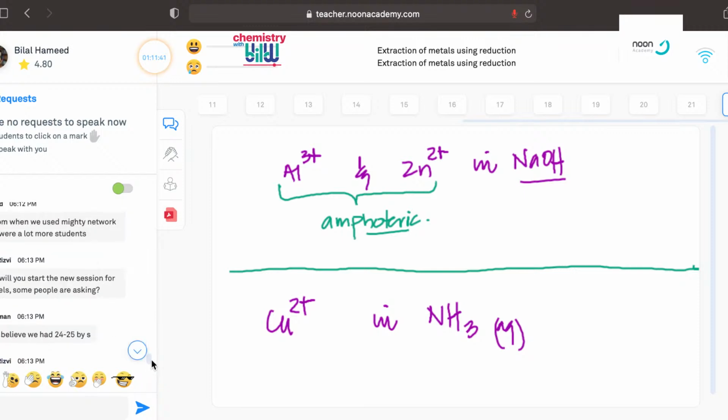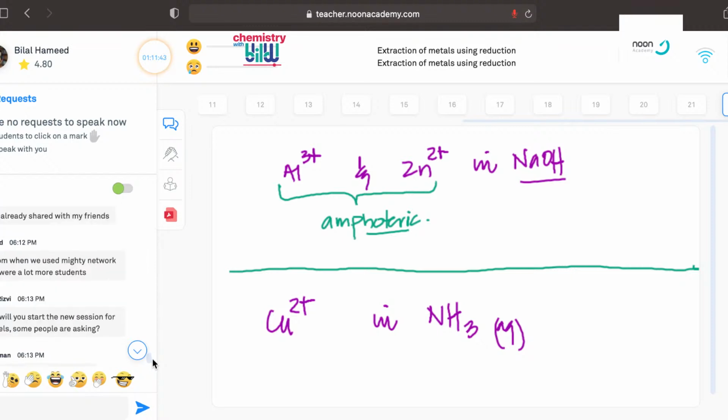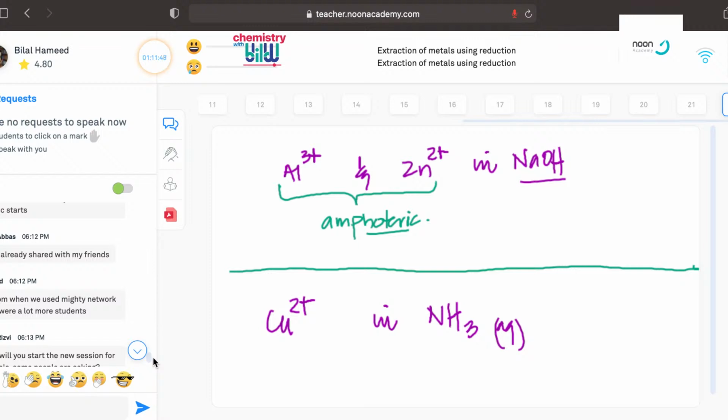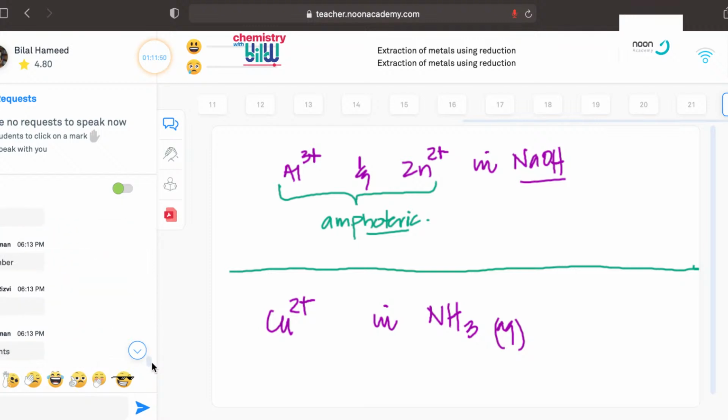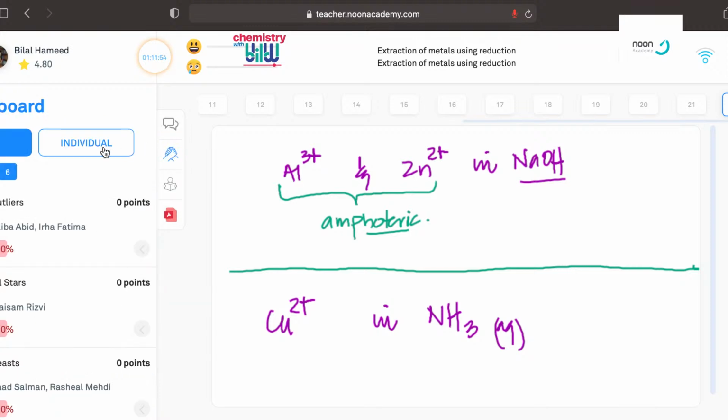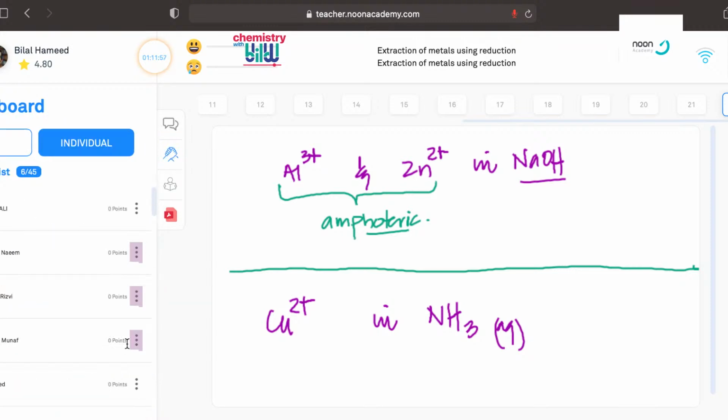We have 24, 25 by what? I don't understand what you mean by that. Yes, Laiba, they are, but they don't show up for class. When we were on Zoom, there were still fewer people than they are here, by the way. You'll be surprised.